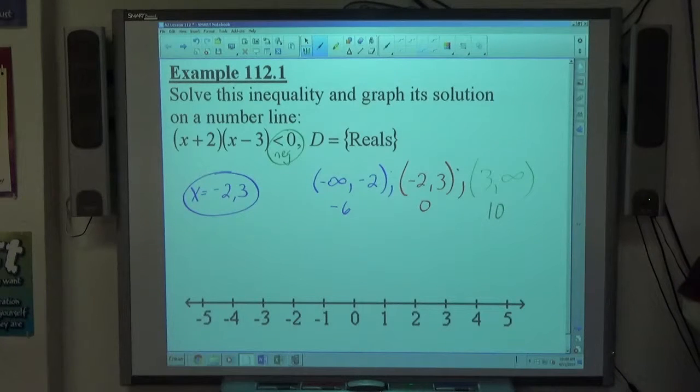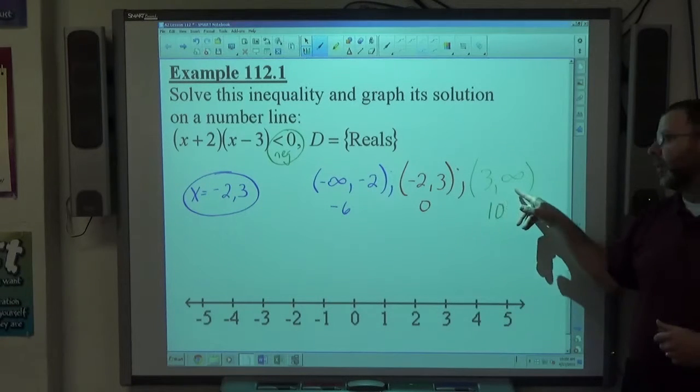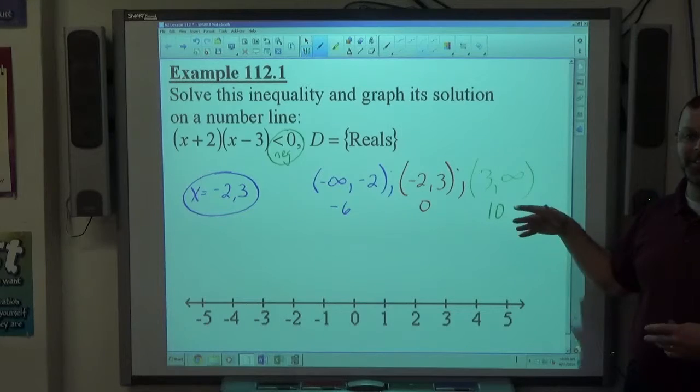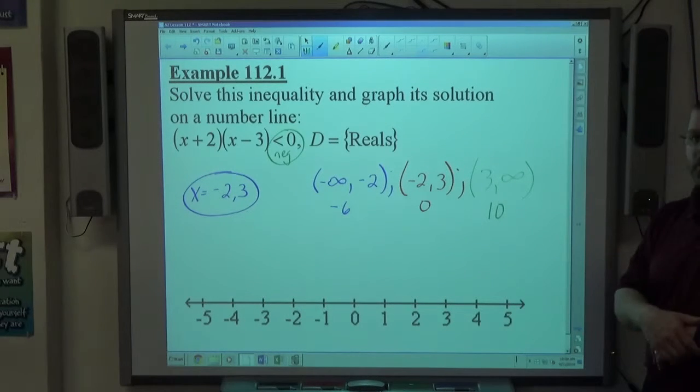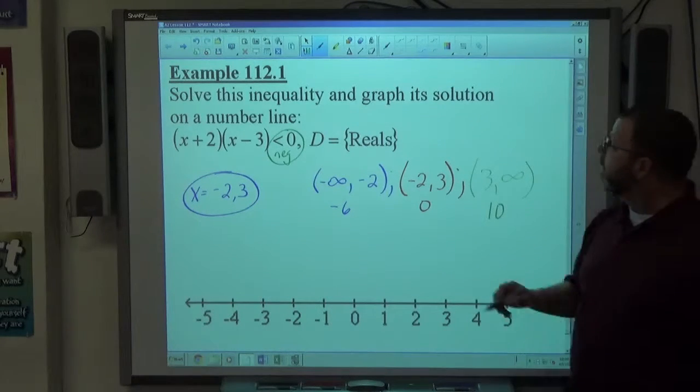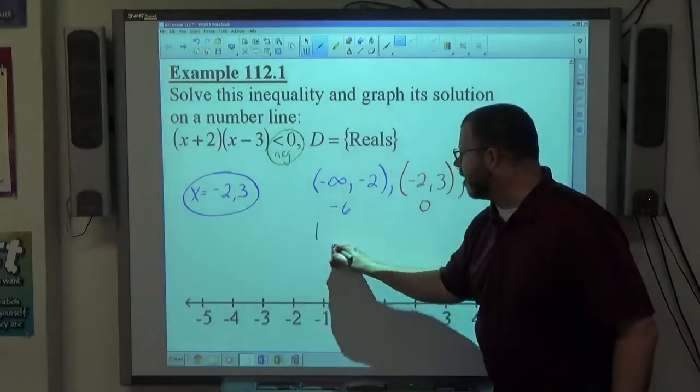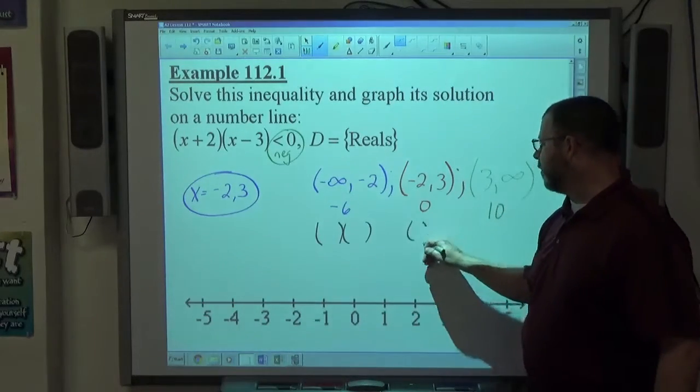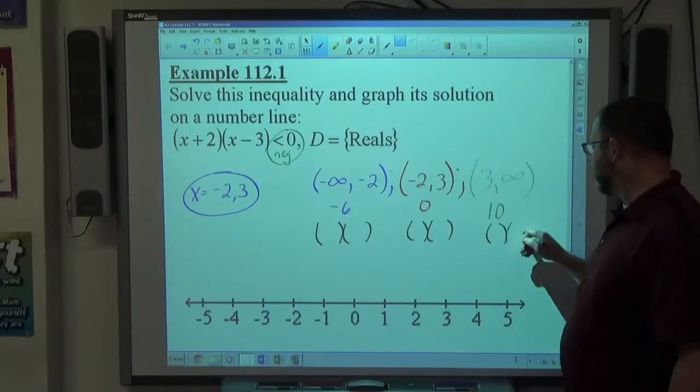And it doesn't matter what number you pick as long as it's between the two values. If I'm going from 3 to infinity and I pick 2, that's not a good pick because it's not between 3 and infinity. As long as it's between those two values, you're fine. Alright, and then again, all I'm doing is evaluating a sign. I don't even care about the numbers as much as I care about the sign.